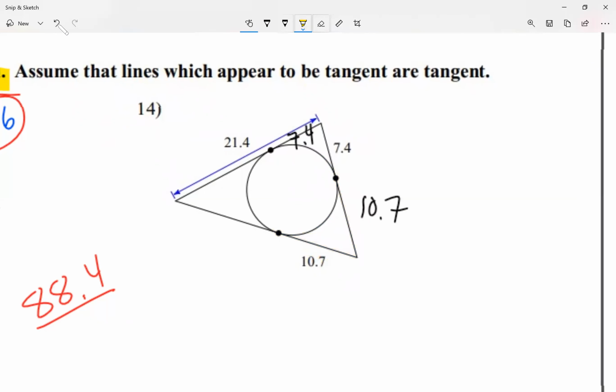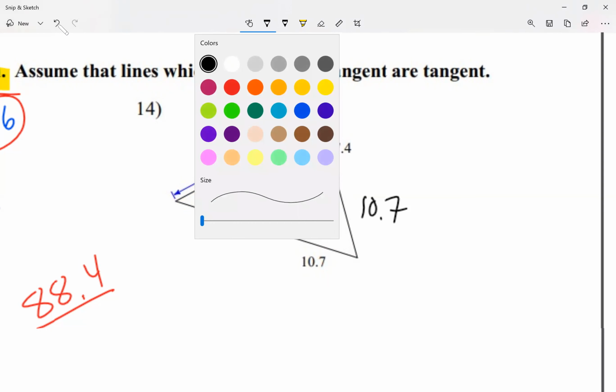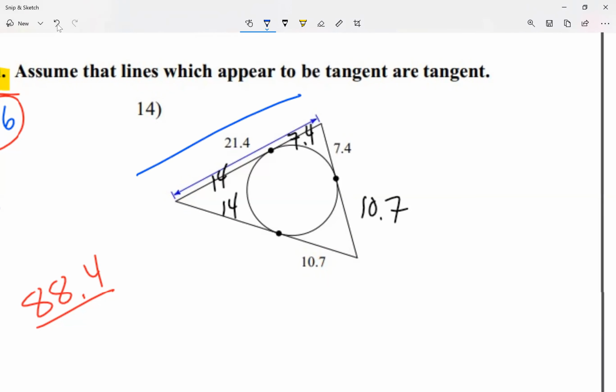Okay. I feel that I can solve for this little segment. 21.4 minus 7.4 is 14. So I'm going to say this little tangent segment is 14, and this other one right here is 14 as well. Those two are equal. So I found out how big is each tangent segment. Now let me find out how big is each side. This side right here is 21.4. Right? It was given to begin with.